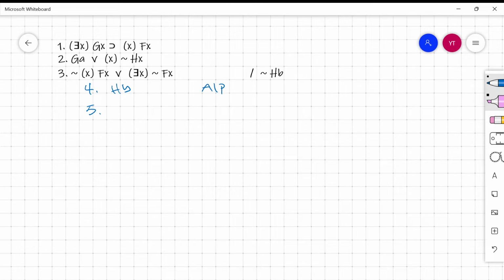Now, other things to notice before we do anything else is just what our premises are giving us. And importantly, what they're giving us is a bunch of horseshoes and wedges and not generalizations. The most common mistake here is just to try to EI on line 1 or something like that. And of course, we can't do that because we don't actually have a generalization at line 1. We have a conditional whose antecedent is a generalization.